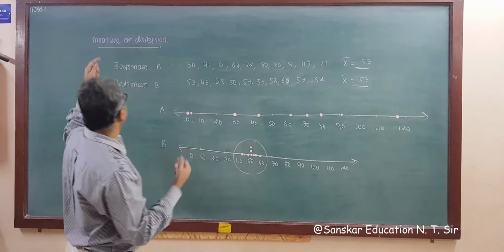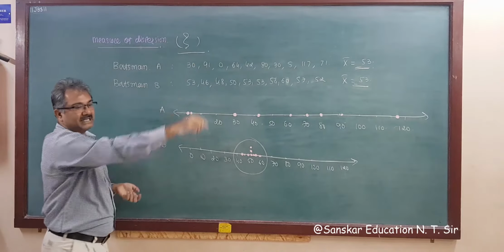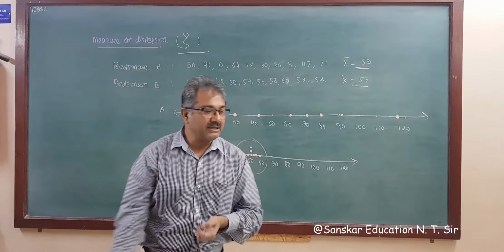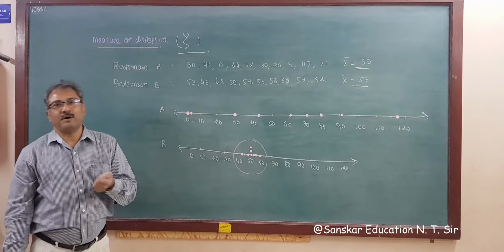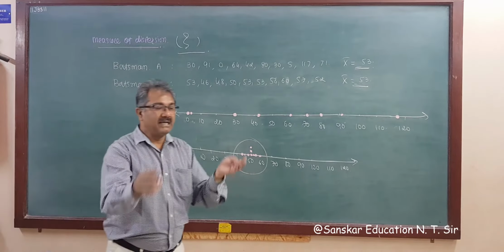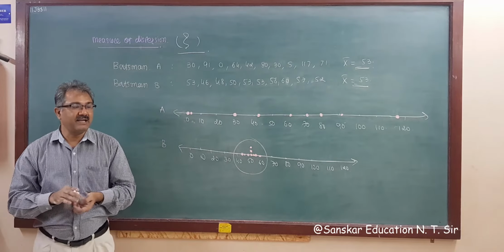Now, what is measure of dispersion? That is a big question. What is measure of dispersion? The dispersion or the scatter in a data is a measure on the basis of the observations, and the type of the measure of central tendency, right?